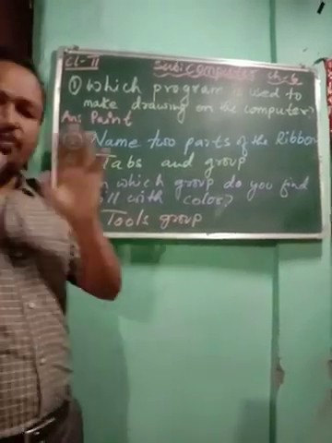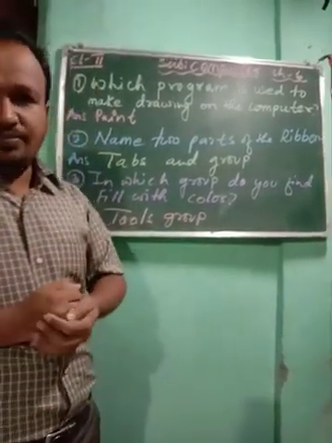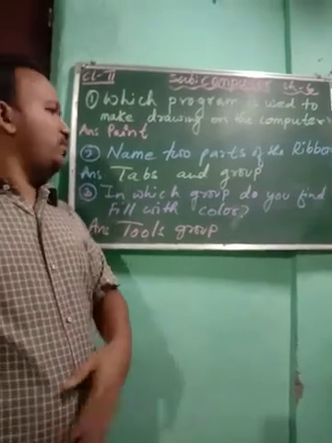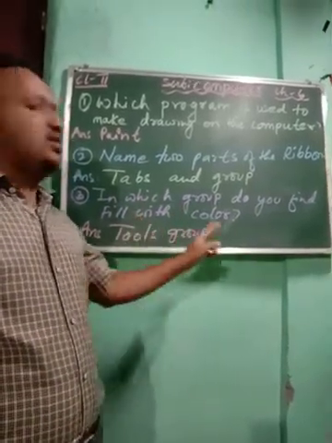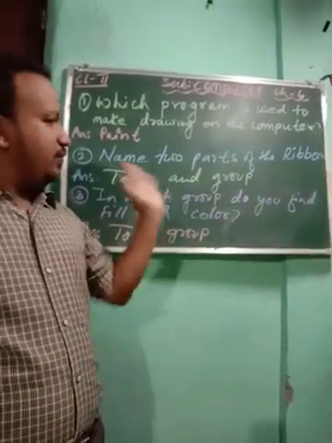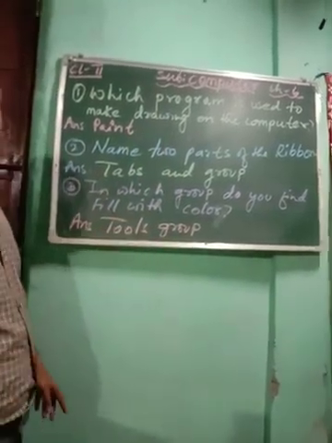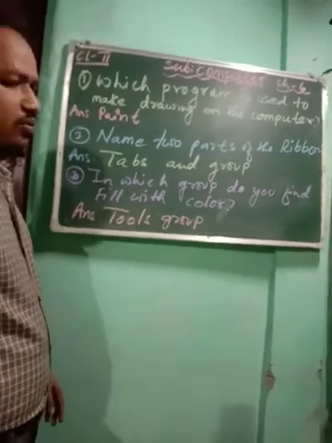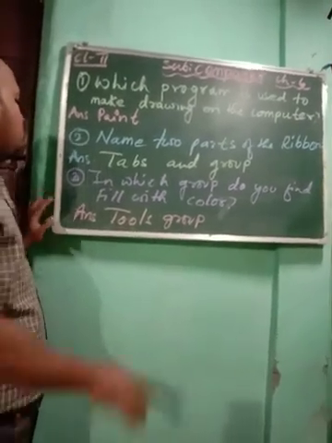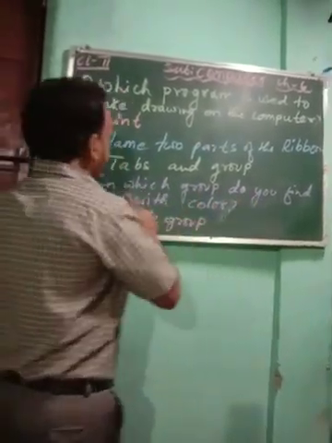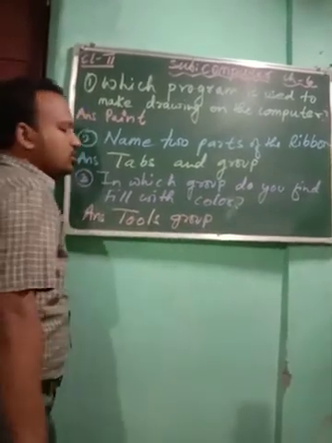Now you see, when we make a drawing, we have to put a color. So before you select the color, we have to go and select fill with color. After fill with color, you select the color, then you can put your colors in whichever drawing, in whichever diagram you want. So you see, in which group do you find fill with color? That is your tools group.